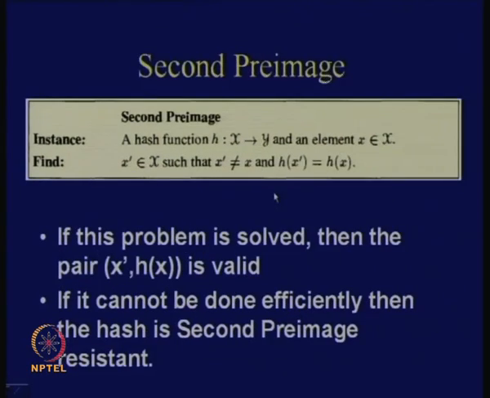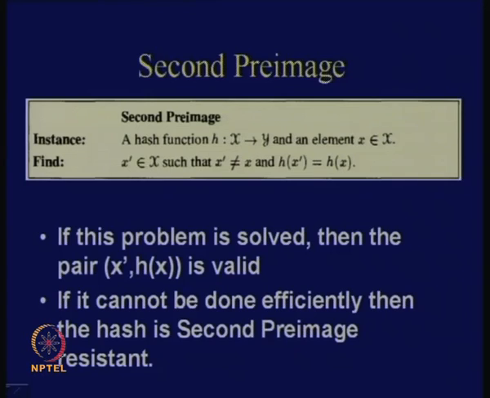The other one is called second preimage. So what is a second preimage? Second preimage means that suppose you are provided with a hash function h and an element x, and now you are supposed to give back another value, say x dash, which is not equal to x but leads to the same message digest, right.